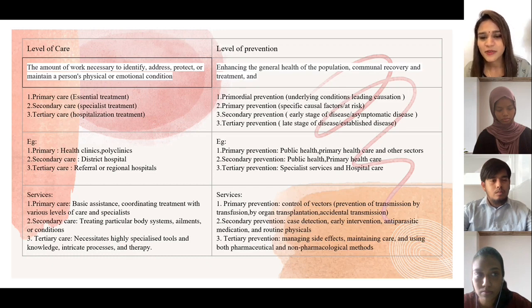Next would be level of prevention. Level of prevention is enhancing the general health of the population, communal recovery and treatment. It's divided into three: primary prevention, secondary prevention, tertiary prevention.